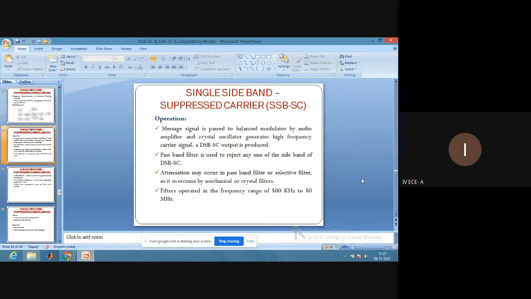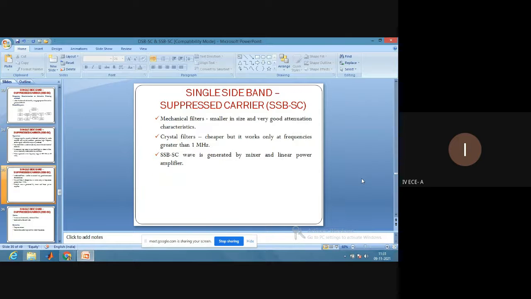The passband filter is used to reject any one of the sidebands of the SSB-SC. Here, the attenuation occurs in the passband filter or selective filters, and it can be overcome by mechanical or crystal filters. Here the filters operate in the frequency range of 500 kilohertz to 80 megahertz. Let us discuss the advantages of mechanical filters, which are smaller in size and have very good attenuation characteristics. Crystal filters are cheaper, but work only at frequencies greater than 1 megahertz. Then, the single sideband suppressed carrier wave is generated by mixers and linear power amplifiers.